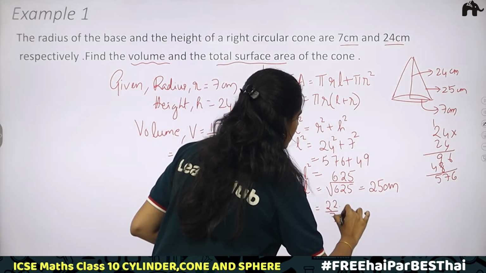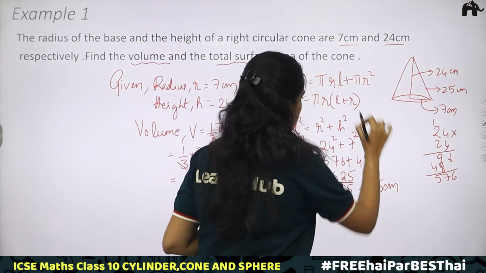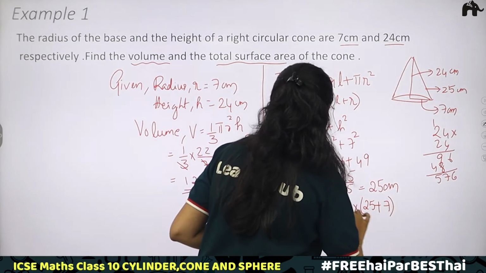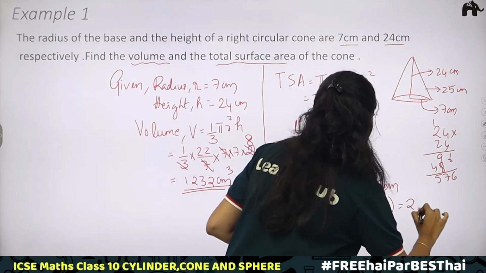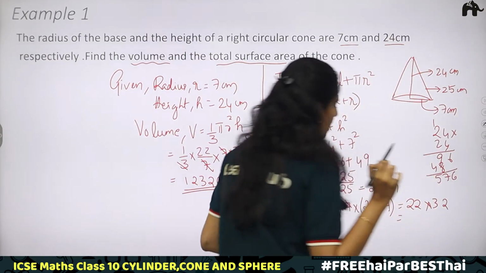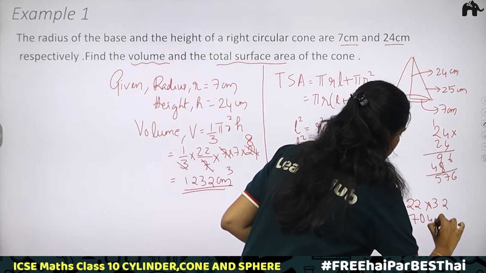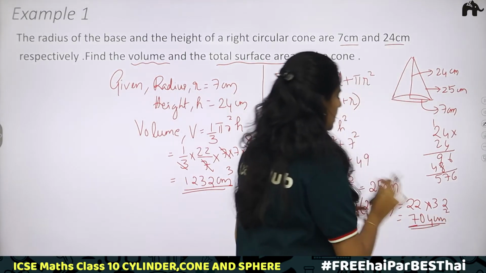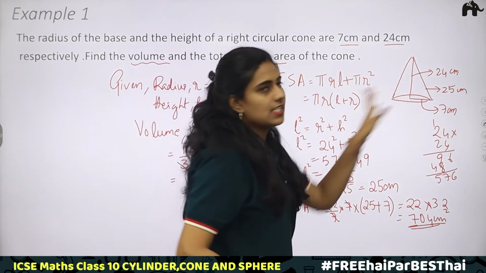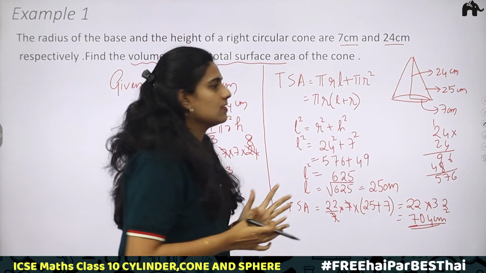22 divided by 7. Then r is equal to 7 into L plus r. That is 25 plus 7. 7 gets cancelled. Then we have 22 into 25 plus 7, which is 32. When you multiply 22 into 32, we get 704 centimeters square. If we are asked to find the curved surface area, then only this part is required. Pi RL is the curved surface area. Adding the base area to curved surface area, we get the total surface area of cone.